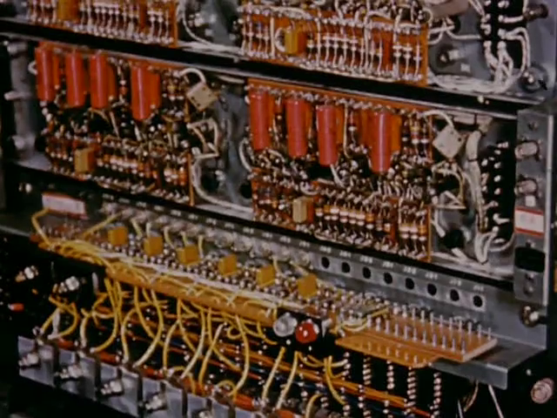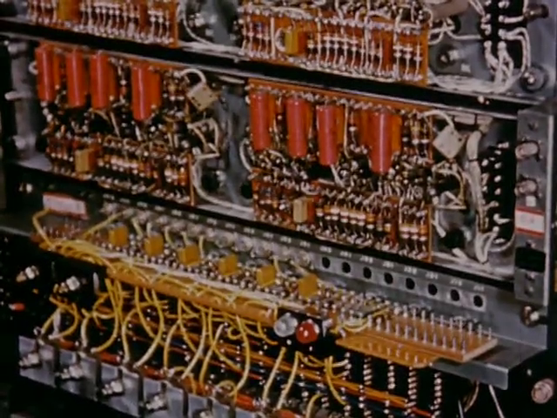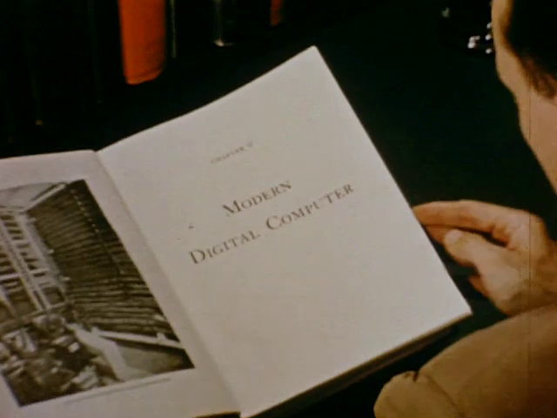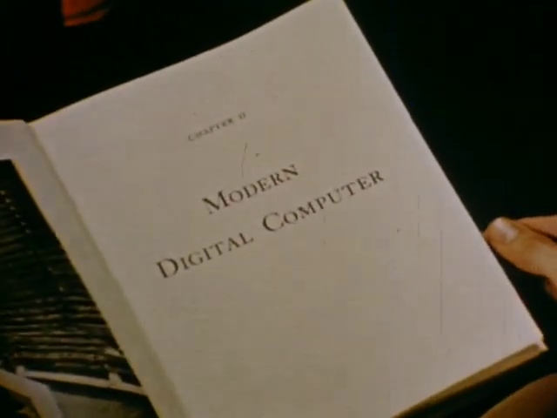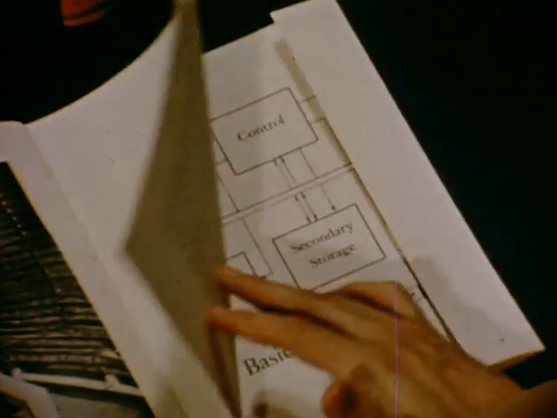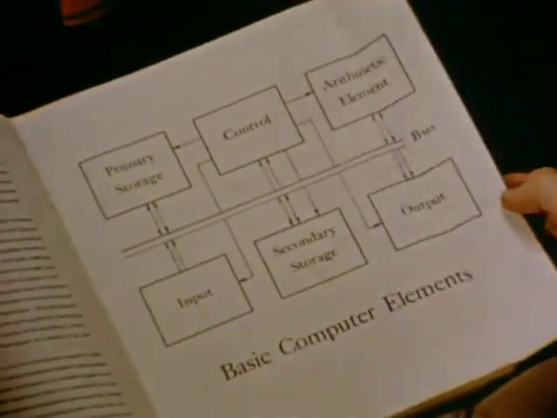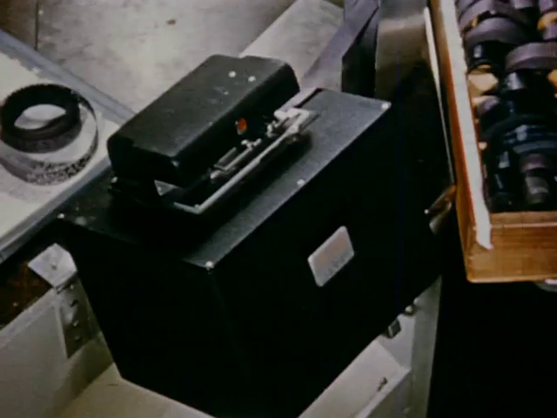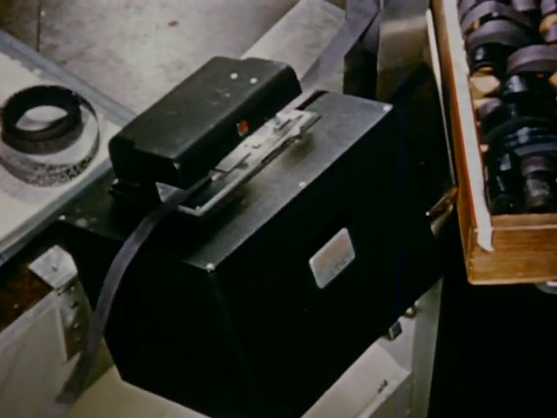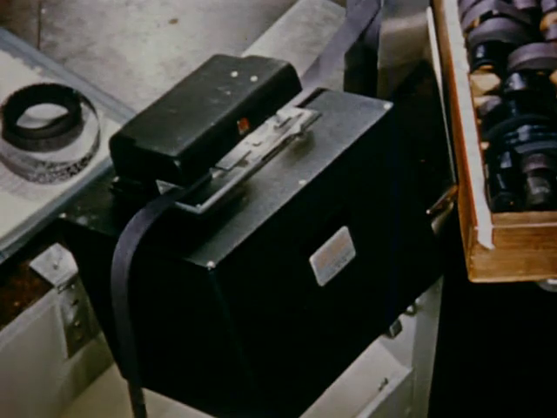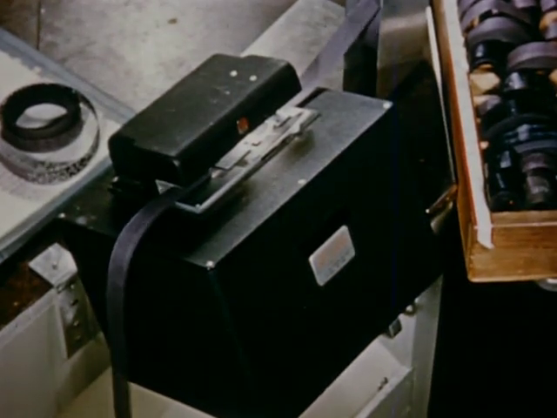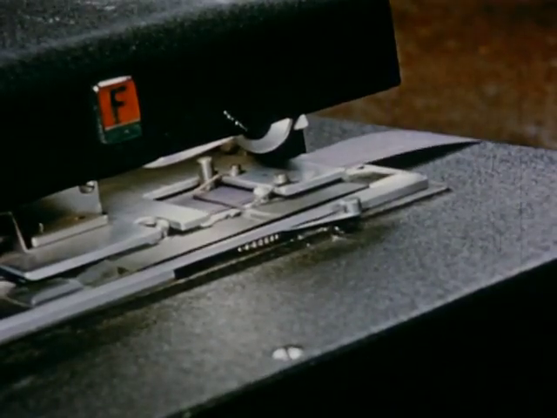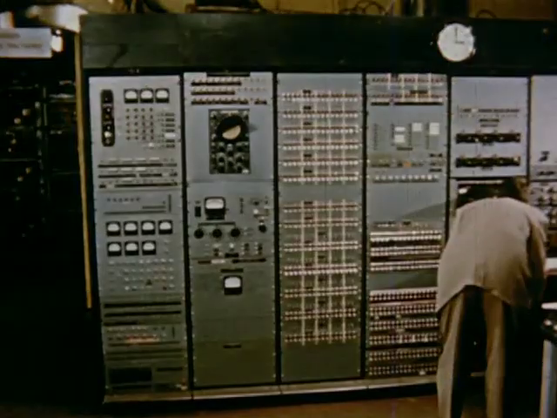Complicated though a modern digital computer may be, its design can be summarized in a simple block diagram which shows the basic functions of the machine. Input, storage, control, and so forth. Later, I was shown how these functions are performed by Whirlwind. The principal input device, that is, a device for getting information into the computer, is the photoelectric reader, which converts holes in punched paper tape into electrical signals. The pattern of holes represents coded information.